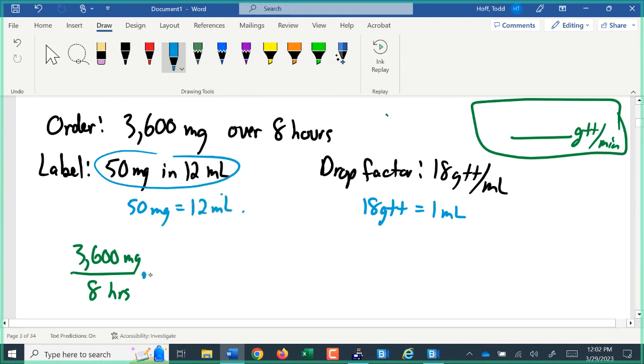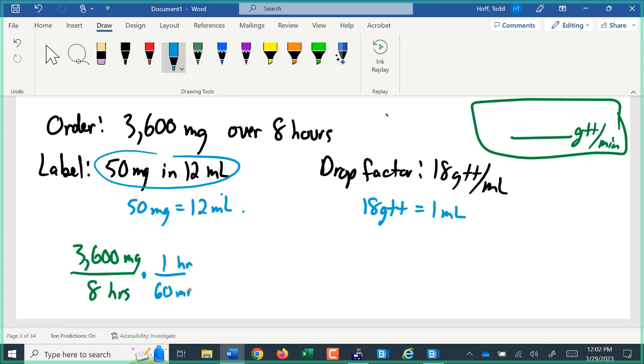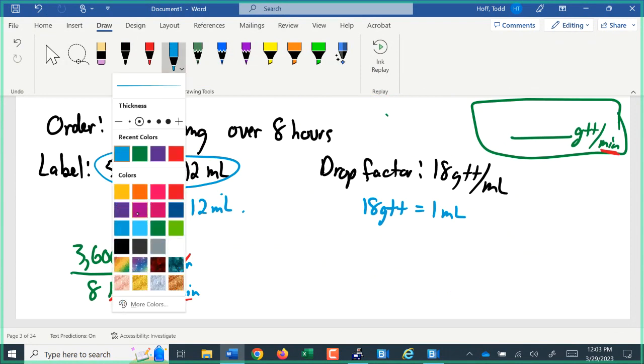Like I said, I typically get rid of the time first. So hours being on bottom, we're going to put it on top. 1 hour is 60 minutes. The hours will cancel out. We now have milligrams per minute. I want the minutes on bottom. I do not want the milligrams on top. So I need to get rid of those milligrams.